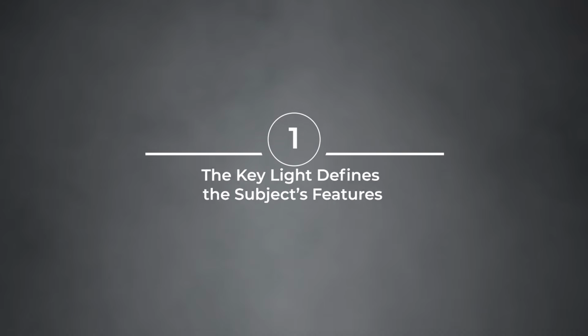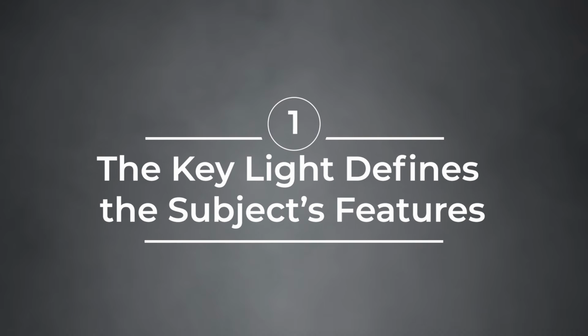All right, so number one, the key light defines the subject's features. The position of your key light is going to determine how the light is falling across the subject's face. And this is how we control exactly where we want the shadows and the light to appear on the subject. So when you position the key light at certain angles relative to the subject's face and pose, you can shape the look of your subject's face. And what this does is allow us to create portraits that don't just capture the likeness of the subject, but this also helps us bring out the unique characteristics of their features.